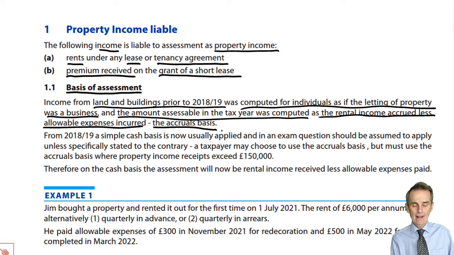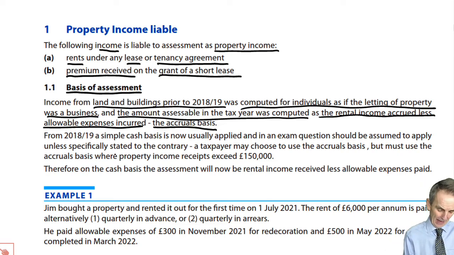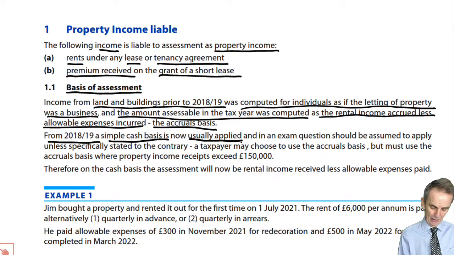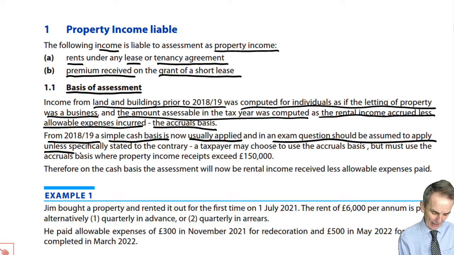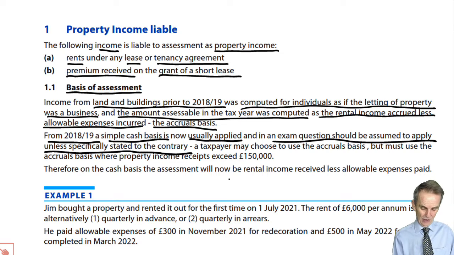But thankfully, it is likely that in our exam, we will only have to deal with the simple system that came in since that point in time. So from 18-19, we work on a simple cash basis. Now we say there it's usually applied and will be assumed to apply in an exam question, unless it's specifically stated to the contrary. Now, why might we have to revert from the cash basis?